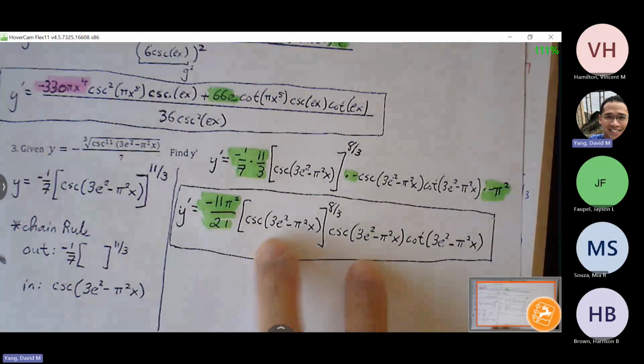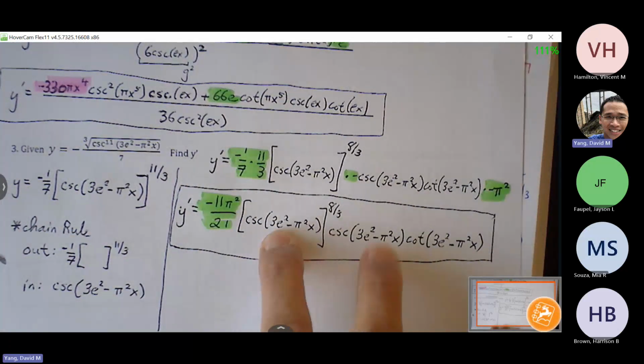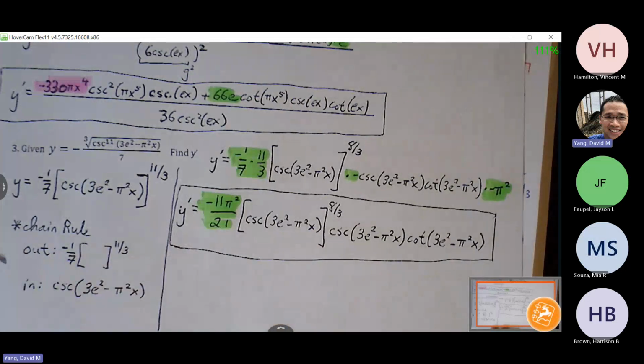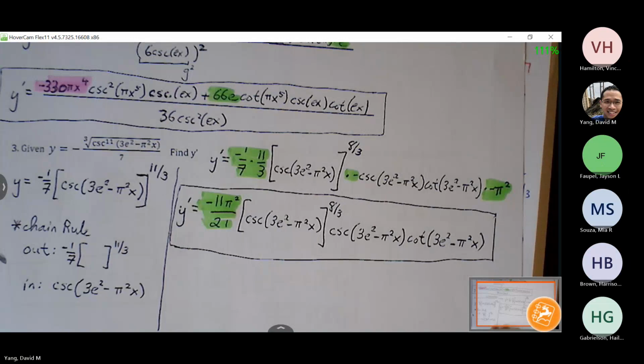If you wanted to, you could merge these a little bit more and do 8/3 plus 3 over 3 becomes 11/3 and make it all together, but you don't have to. The only thing I'm going to ask you to do is pull the non-trig related terms out in front. You don't have to do GCF or reduce. Negative pi squared. Sure, yeah.